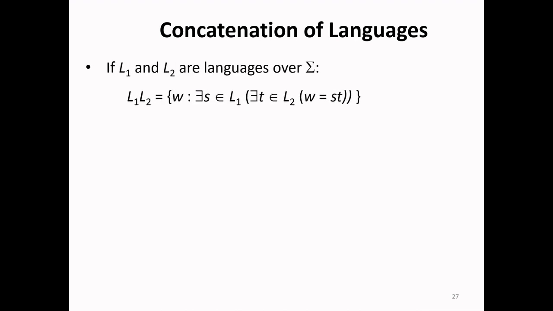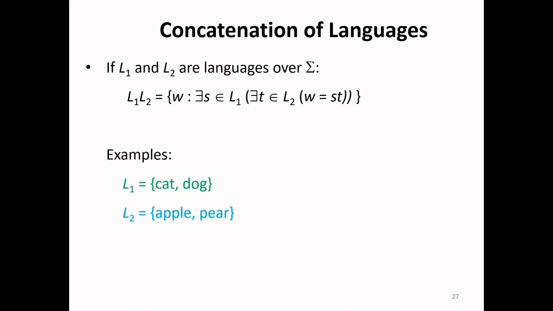Concatenation of two languages. If L1 and L2 are languages over sigma, then L1 L2 consists of all possible strings w such that some s belongs to L1, some t belongs to L2, and w is equal to s followed by t.